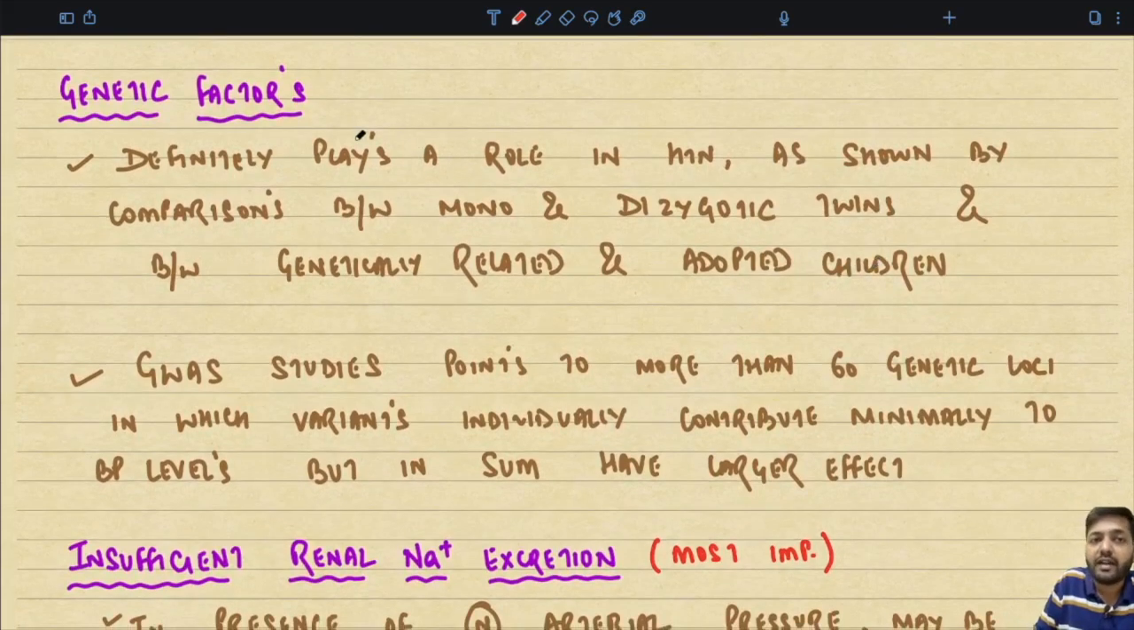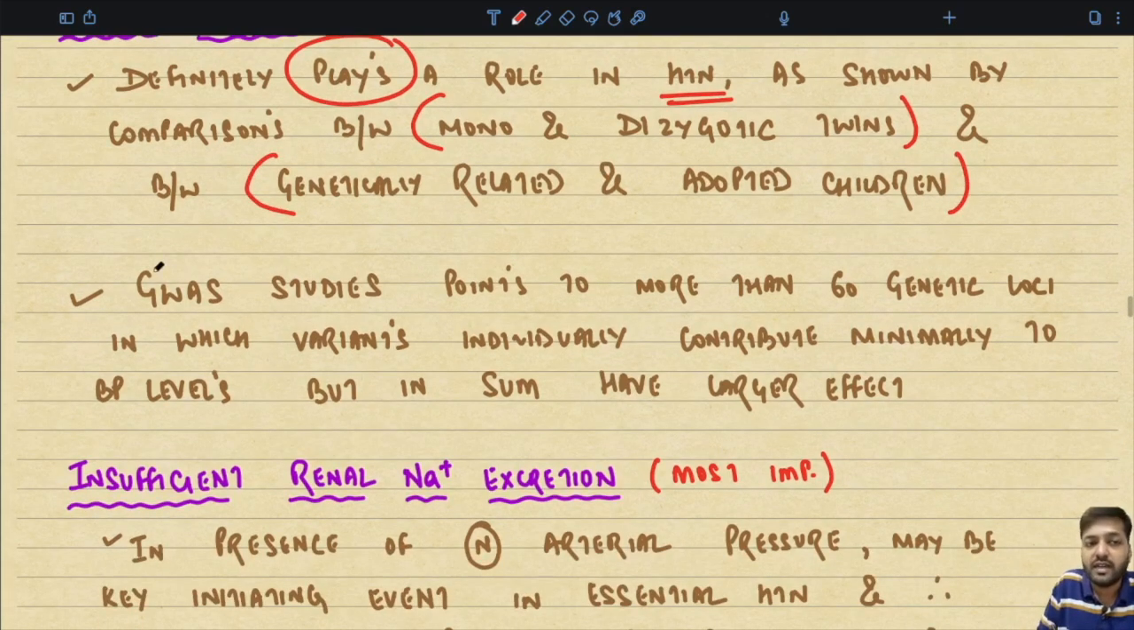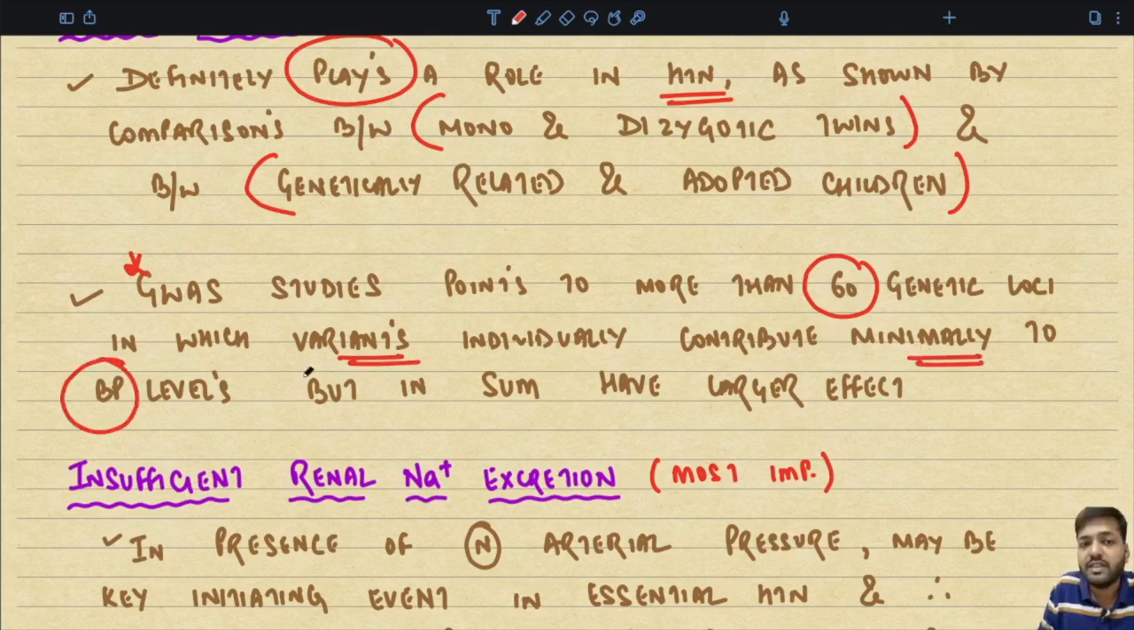Genetic factors are definitely playing a role in hypertension, as has been shown by comparisons between monozygotic and dizygotic twins and between genetically related and adopted children. Now many GWAS, that is genome-wide association studies, point to more than 60 genetic loci in which the variants individually contribute minimally to blood pressure levels, but in total they have a larger effect.